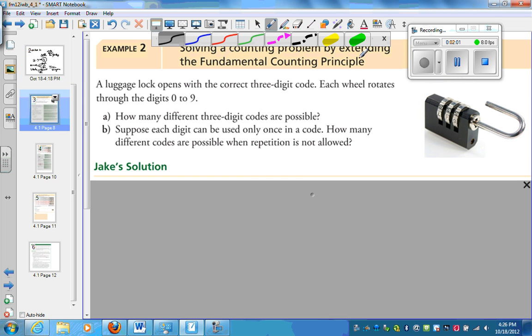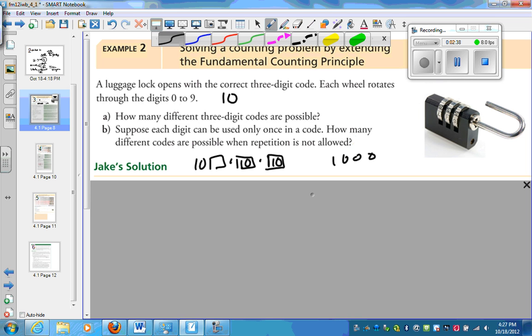Okay, so we can extend this to more than 2 cases. A luggage lock opens with the correct 3-digit code. Each wheel rotates through the digits 0 to 9. Something to know is there's 10 digits between 0 and 9. There's 1 through 9, there's 9 of them, and 0 is 10. How many different 3-digit codes? In your first dial, you have 10 numbers to choose from. In your second dial, you have 10 numbers, and your third one, you have 10. So basically, you're saying how many ways can you do this, and this, and this. The word "and" means fundamental, so we're going to multiply them together. 10 times 10 times 10 is 1,000.